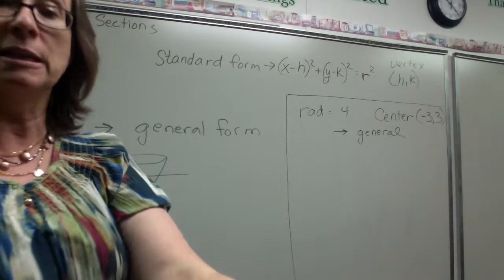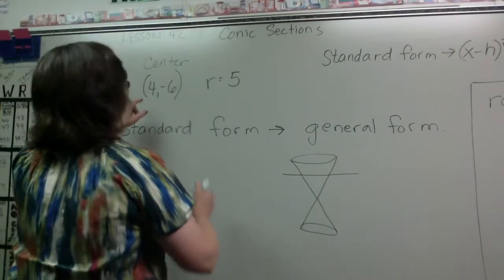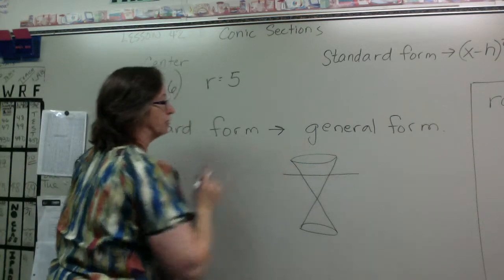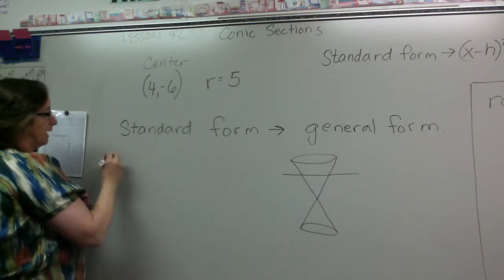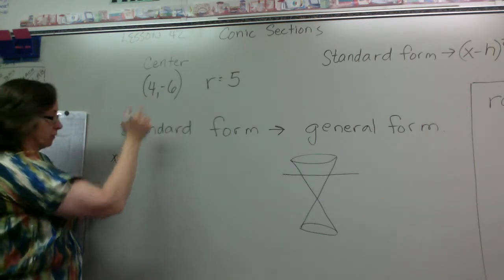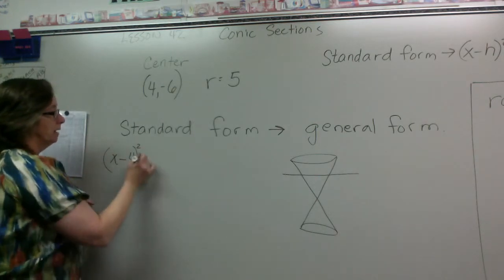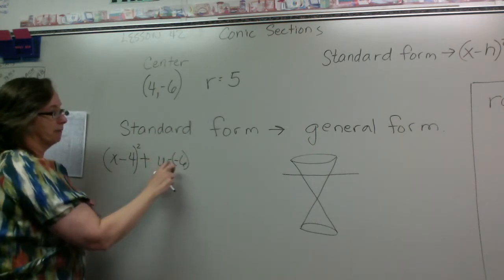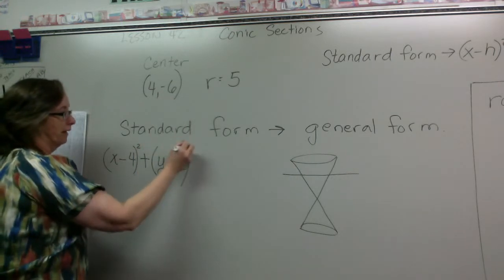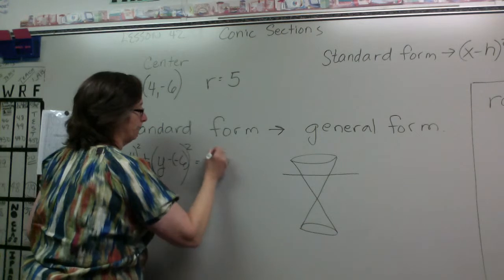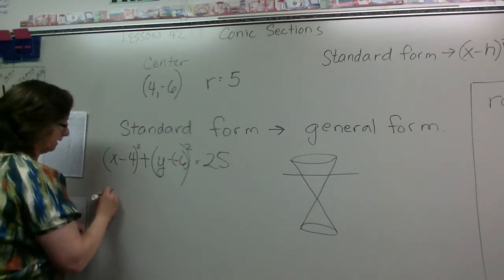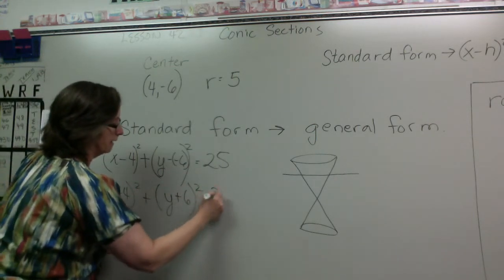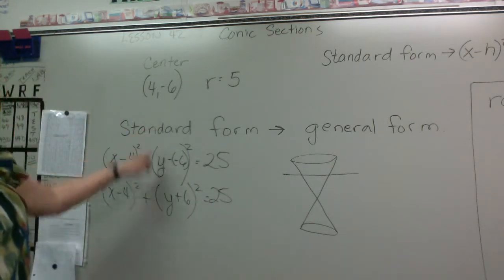Now what we're doing with this problem is putting this equation first in its standard form and then in its general form. The standard form is x minus the x value of the center, quantity squared, plus y minus the -6, because it's minus that value, squared, equal to r squared, or 25. Normally we wouldn't write it like this. We just have (x minus 4) squared plus (y plus 6) squared equals 25. And that is the standard form of the circle.